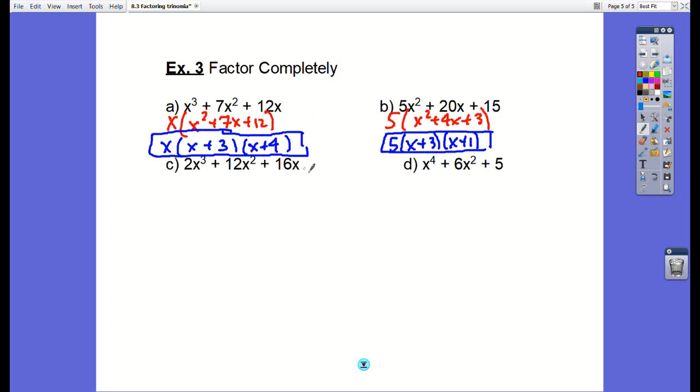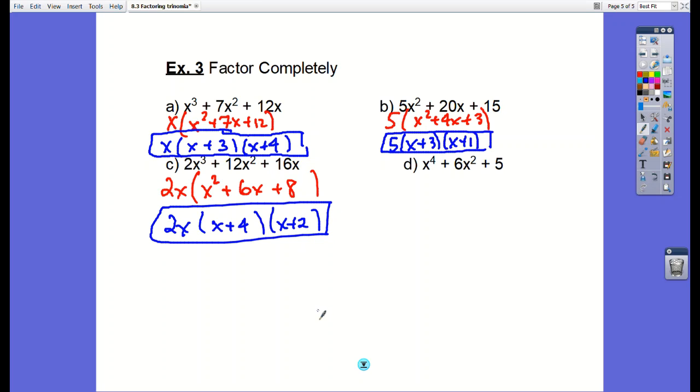All right, GCF out of part C. Denise, 2x. Keep going. What's left over? x squared plus 6x plus 8. And then somebody factor this for us, Chris. It'd be 2x times x plus 4 times x plus 2.